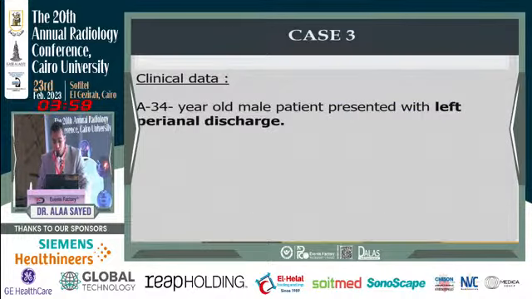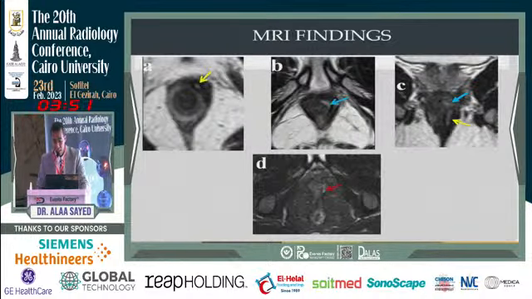Third and last case, a 34-year-old male patient presenting with left perianal discharge. MRI findings A, B, and C, axial and coronal T2 weighted images showing left anterior intersphincteric fistula tract with fibrotic wall in yellow arrows, ending cranially with a small intersphincteric collection abutting the internal anal sphincter between 12 and 2 o'clock in blue arrow. Image D, axial STIR weighted image showing a side branch of high STIR signal arising from the collection and running posteriorly, abutting the left aspect of the rectum in red arrow.